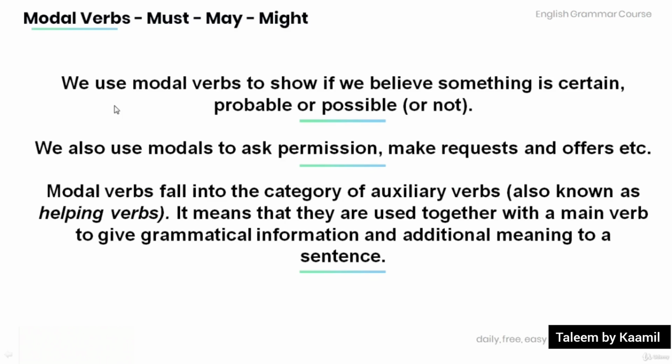Let's get started. Now, we use modal verbs to show if we believe something is certain, probable, or possible, or not. Remember that we use modals to ask permission, make requests and offers, etc. Now, modal verbs fall into the category of auxiliary verbs, which are also known as helping verbs. It means that they are used together with the main verb to give grammatical information and additional meaning to a sentence.